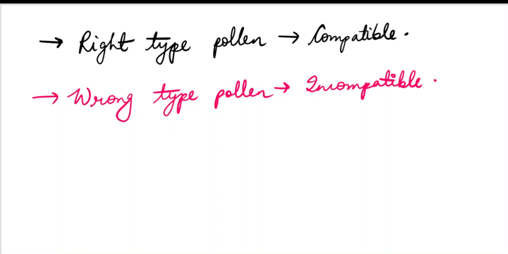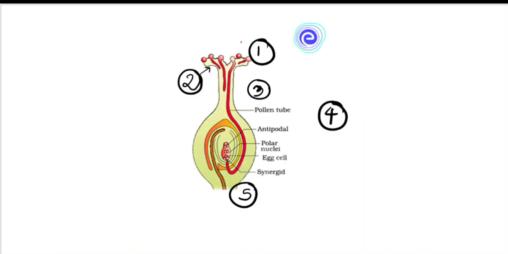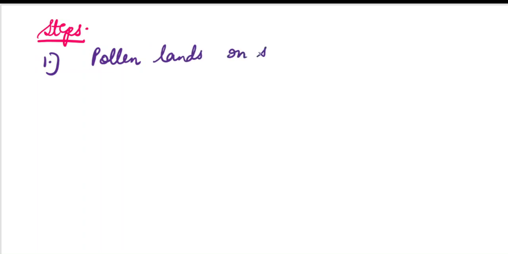So if the pollen grain is compatible with the stigma, then the stigma will accept it. If this pollen has come here, it got landed, fine. So we will write the steps. The very first step is pollen lands on stigma.